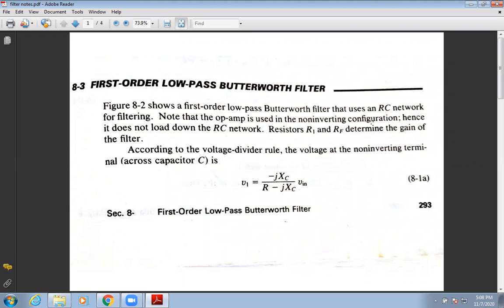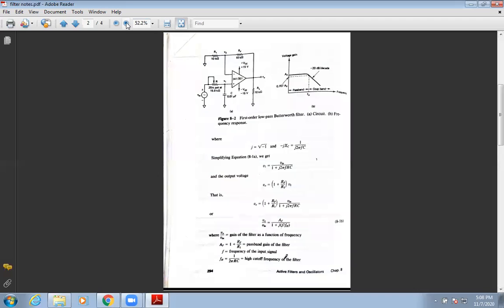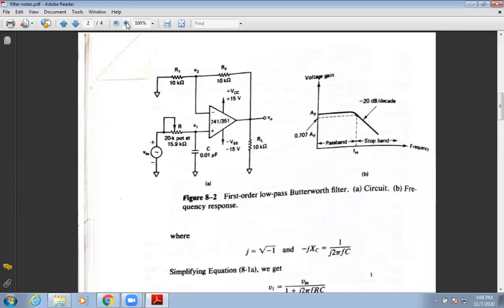Means in this figure we are using the op-amp in non-inverting configuration mode. Hence it does not load down the RC network. Resistors R1 and RF determine the gain of the filter. So we can say this is the first order low pass Butterworth filter. Here this R1 and this RF will decide the gain of the filter. This is the R and C network which is used for filtering.